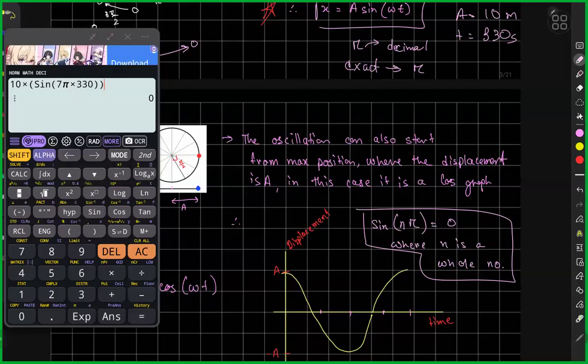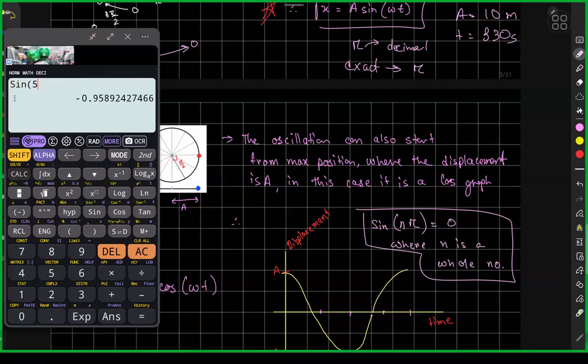Wherever n is an integer, a whole number, times pi, the sine of that will always be 0. You want to check? Sine of shift pi times 5. 0. Let's change the number. 6 pi. Sine 6 shift pi. 0.